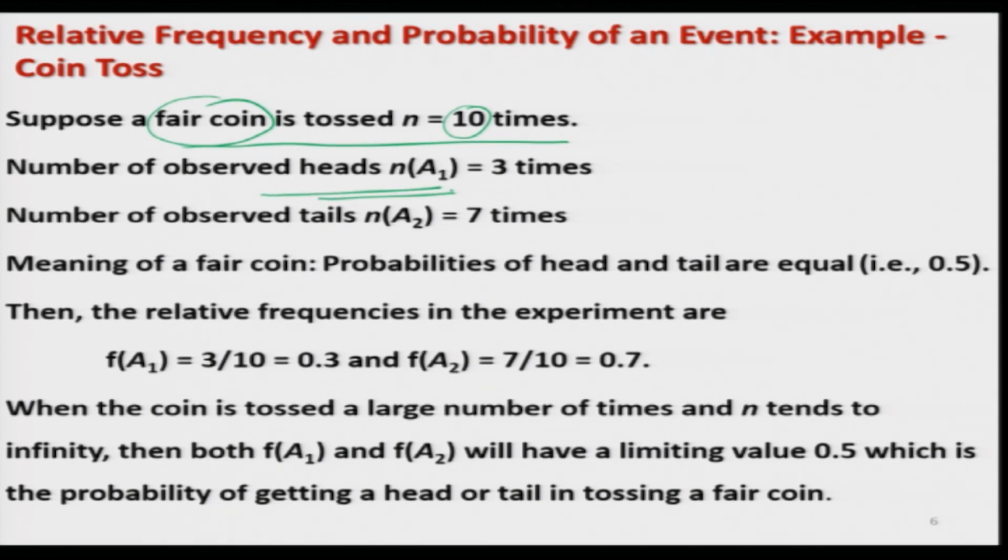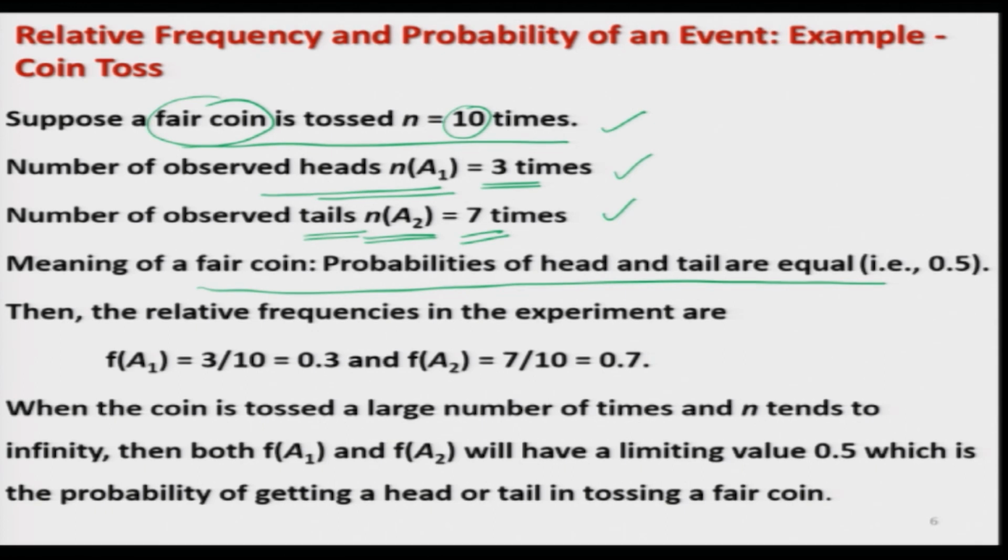Now, if you repeat this experiment 10 times, suppose we observe the number of heads, which is event A1. The number of times the event A1 occurs is, suppose, 3 times, and then obviously the number of times the tail will occur, that is n of A2, the absolute frequency, becomes 7. That means if you toss a coin 10 times, then out of this, 3 times you get head and 7 times you get tail. And as I said, the meaning of a fair coin is that the probabilities of head and tail are the same, that is 0.5 or 1 by 2.